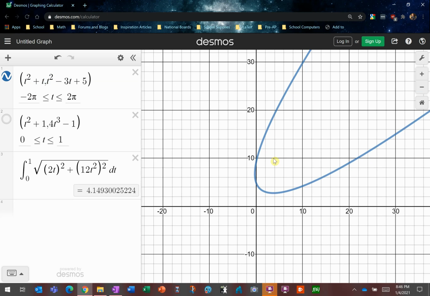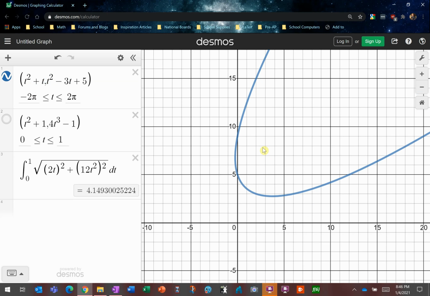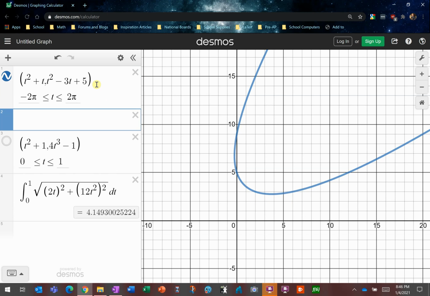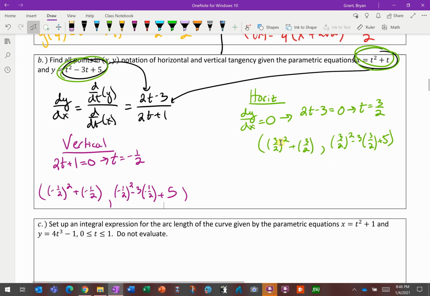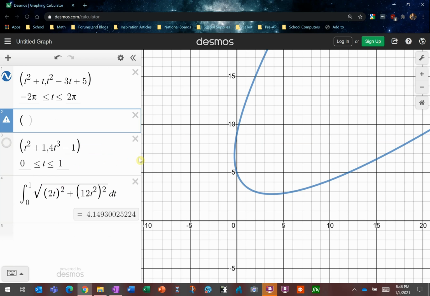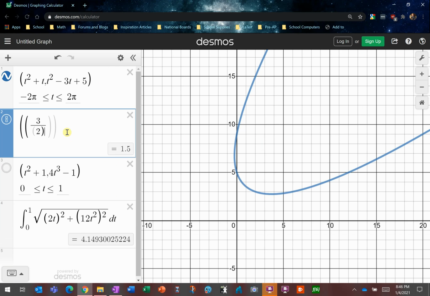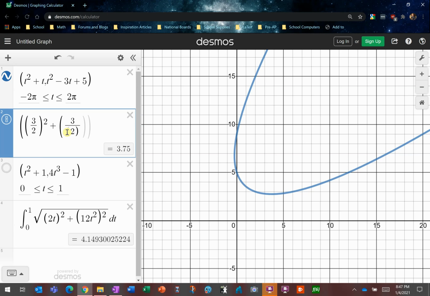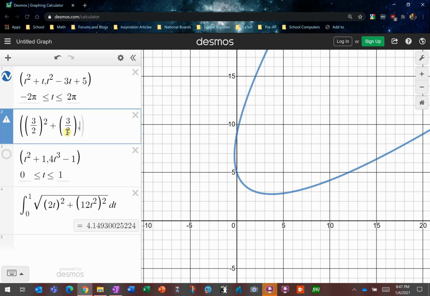So looking at this, I feel like there are two places where there are either horizontal or vertical tangencies. It looks like this one right here, straight up and down, would be a point of vertical tangency, and this one over here looks like a horizontal tangency. We're going to check this in two different ways. The first way is the easy way. We're going to take those time values, t of 3 halves and t of negative 1/2. So I'm going to take that t of 3 halves. We're going to go 3 halves, and one day I'll learn how to use Desmos, but today is apparently not that day. There's the x-coordinate, comma, and then we'll do the y.